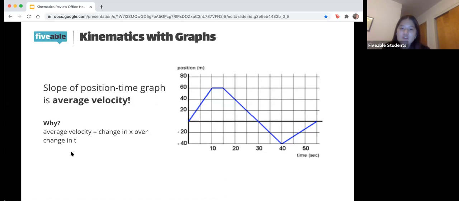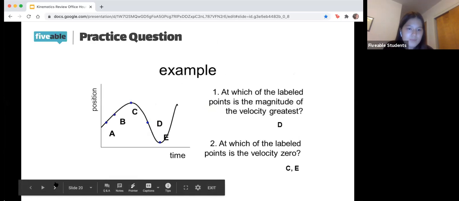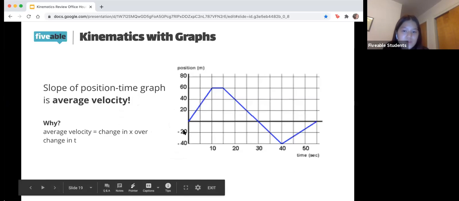So if you're ever given a position time graph and it says find average velocity, you find the slope. It's not a trick question or anything. Going back, this is really important. This is again a position time graph, and here it's just asking for a velocity, so you just take the slope. In this one, it's easy because they're all just straight lines.